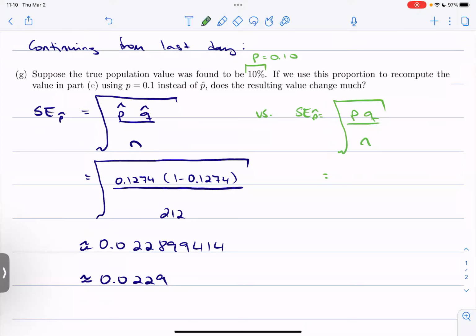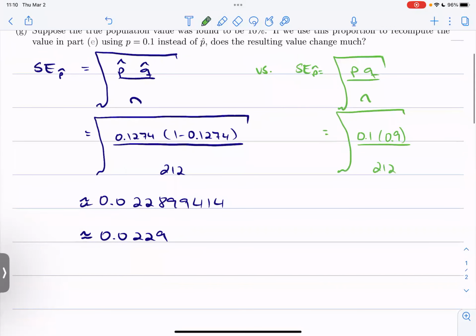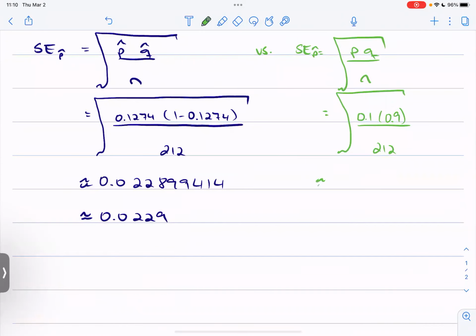All right. So it's just asking us to compare: is there a huge difference in the standard error if I were to use the value that I'm supposed to use, P? We used our best guess because we don't know P, but what do we get? We get the square root of 0.1 times 0.9 divided by 212. Let's see here, I've got roughly 0.02060408459.